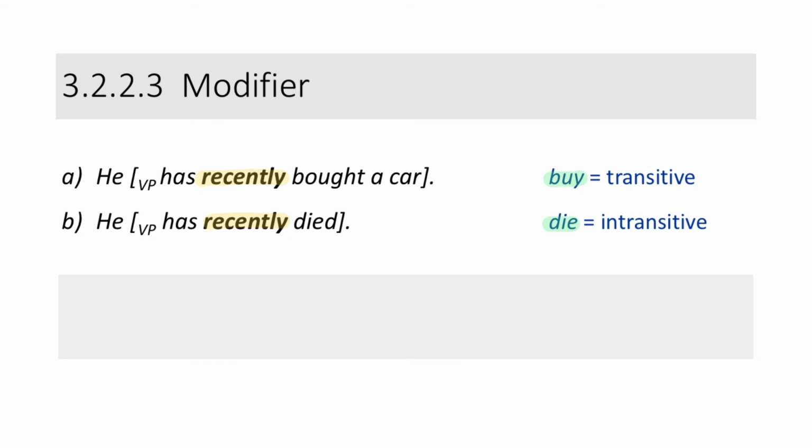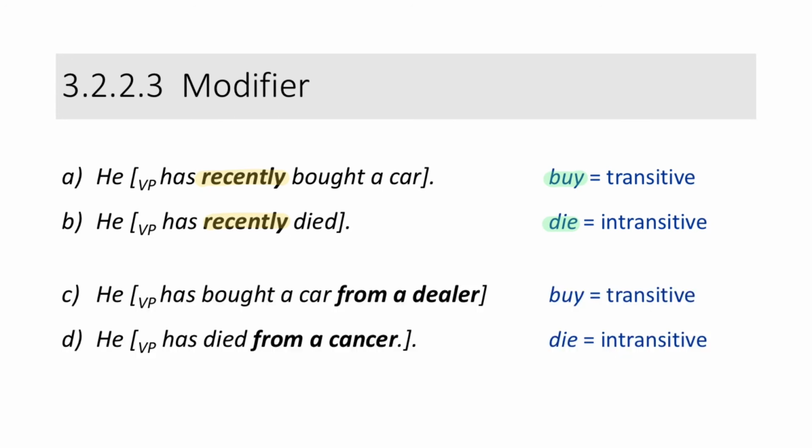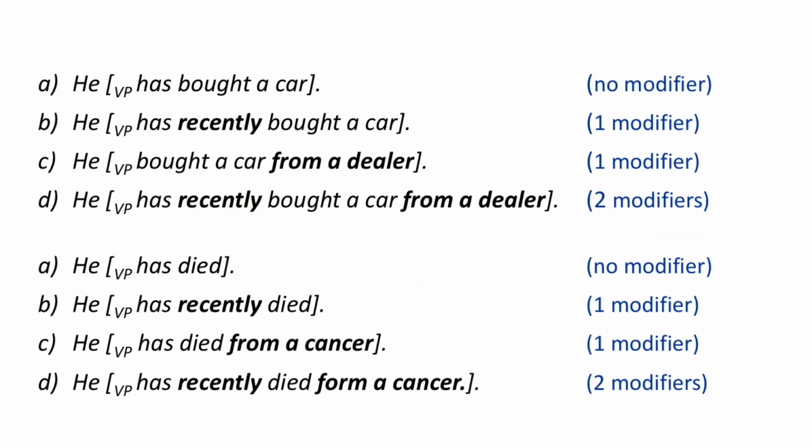More examples are sentence C and sentence D. Sentence C, he has bought a car from a dealer. And sentence D, he has died from a cancer. In both sentences, the preposition phrases are the modifier, which can occur freely regardless of the verb types. Additionally, while a complement is required, a modifier is not. And there can be more than one modifier in a verb phrase. This is illustrated in sentence A to sentence D.